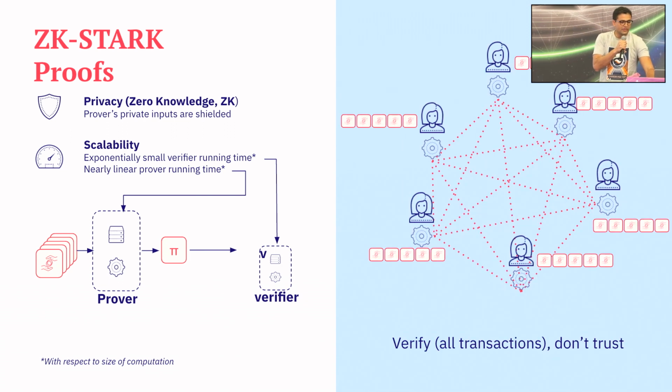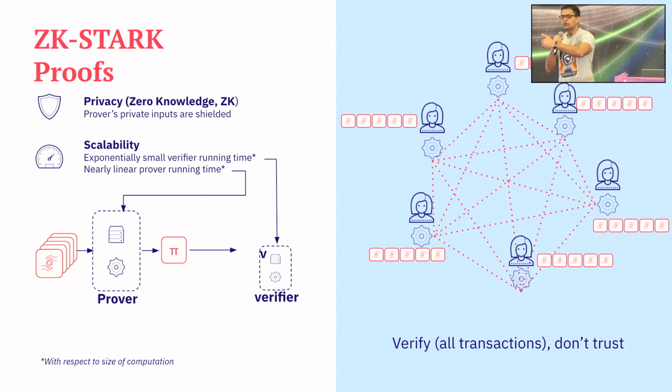And so when it comes to blockchain, we have this system. Instead of propagating all the transactions, we can verify that the transactions are valid and just send the end result and the proof to the verifiers. This is what ZK rollups are.